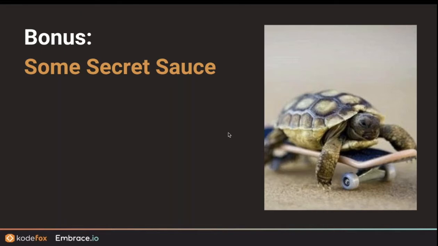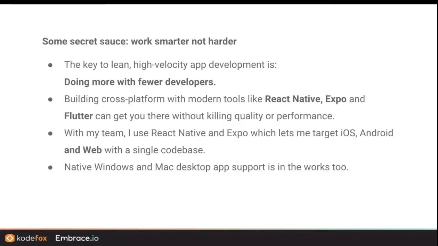Just some secret sauce, some things that I do to try to give my development team some superpowers. Generally falls under the category of work smarter, not harder, right? Which I'm sure you already know, but how to do that, right? So the key to lean high velocity development really is trying to do more with fewer developers. How do I do that? There's probably lots of ways to do this.